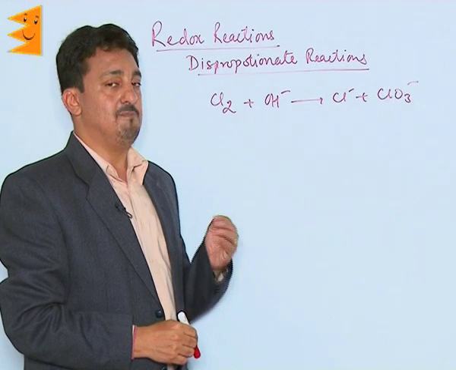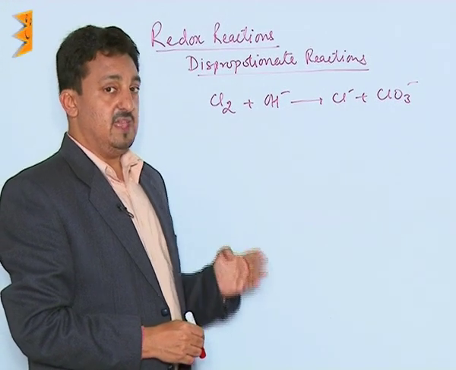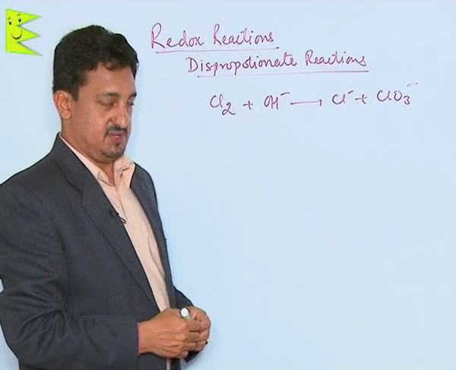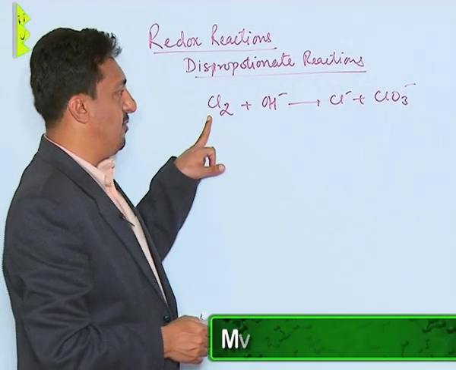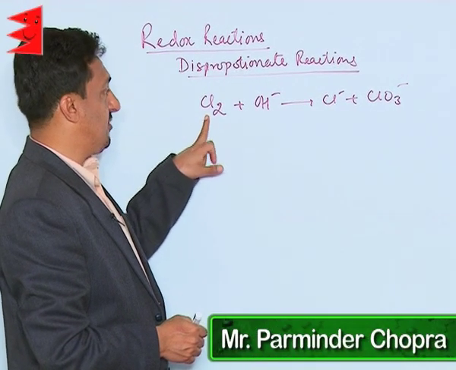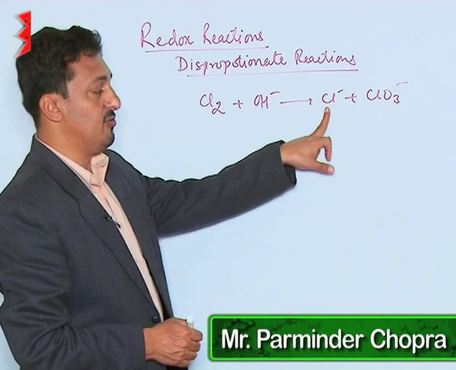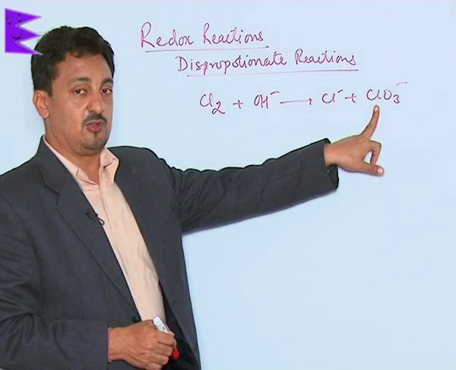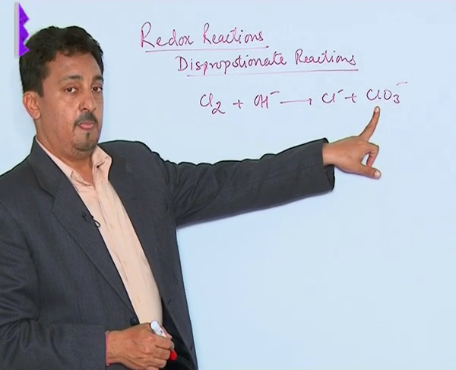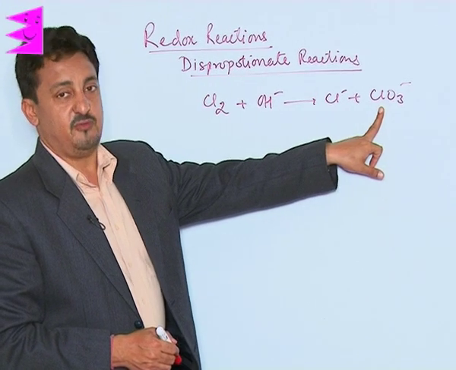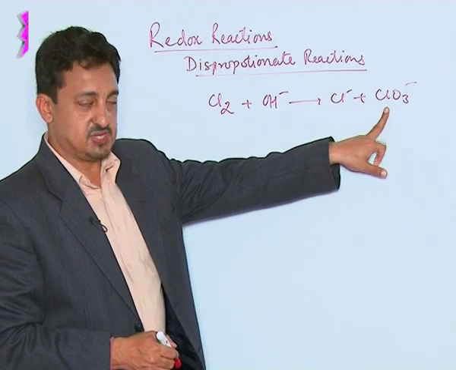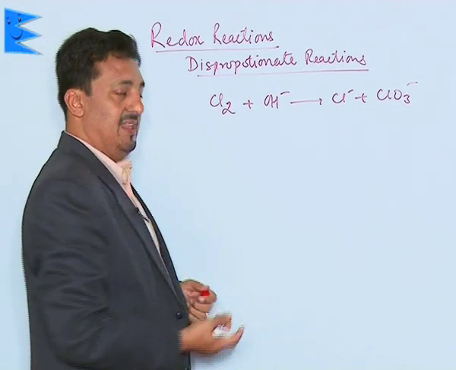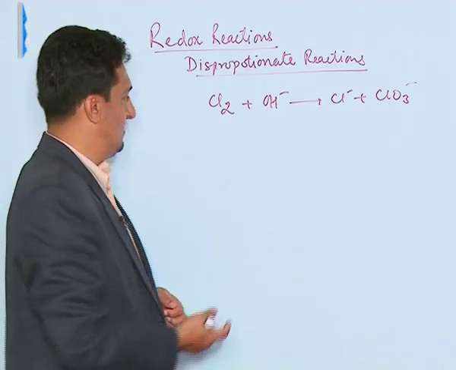Let us see how we can balance the disproportionation reactions. The given disproportionation reaction, in which chlorine in basic medium gets reduced to chloride as well as oxidized to chlorate ion, is written in the form of the ionic reaction. So it will be balanced by the half reaction method.